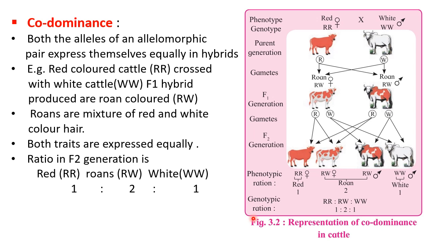So in codominance, both the alleles or genes of an allelomorphic pair express themselves equally in hybrids. And in F2 generation, we see the phenotypic and genotypic ratio, that is 1 is to 2 is to 1. So in codominance, when there is a cross between red and white cattle, both the genes express equally. Hence, the law is called the law of codominance.